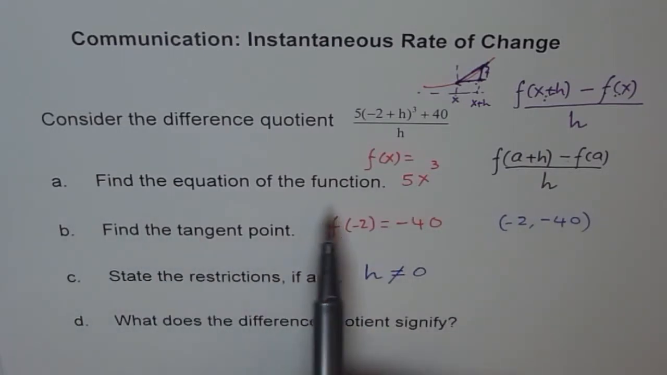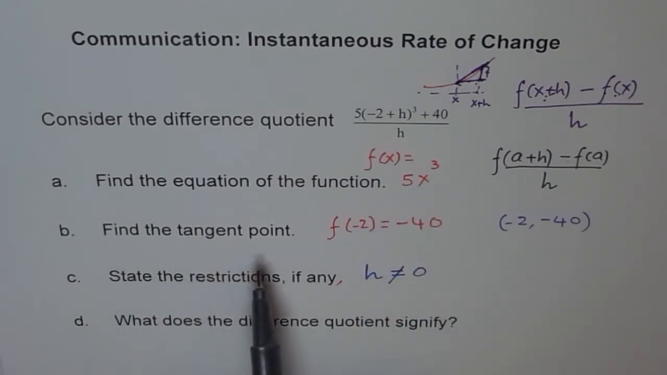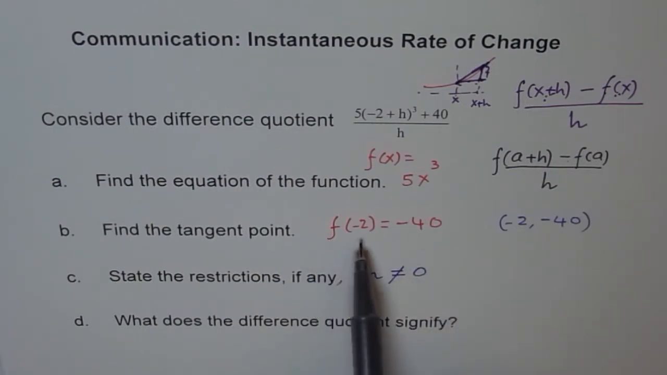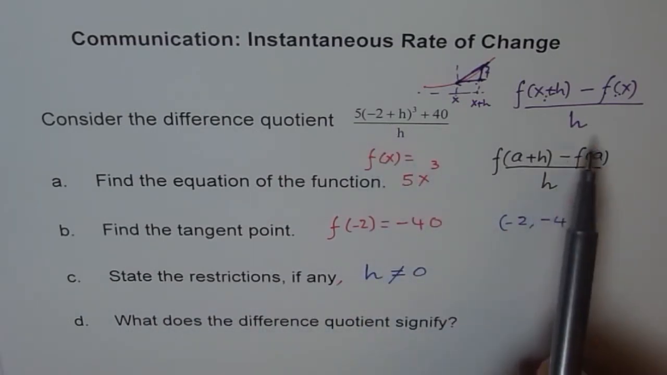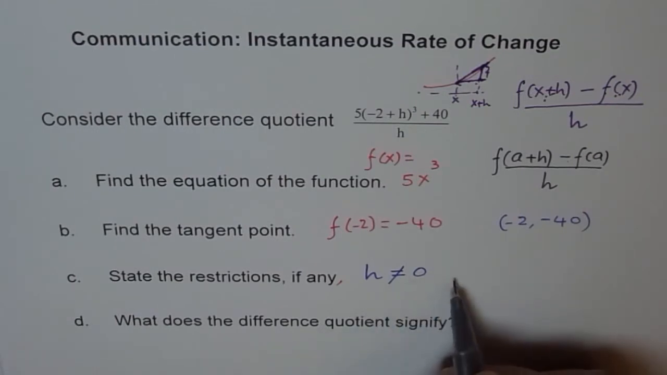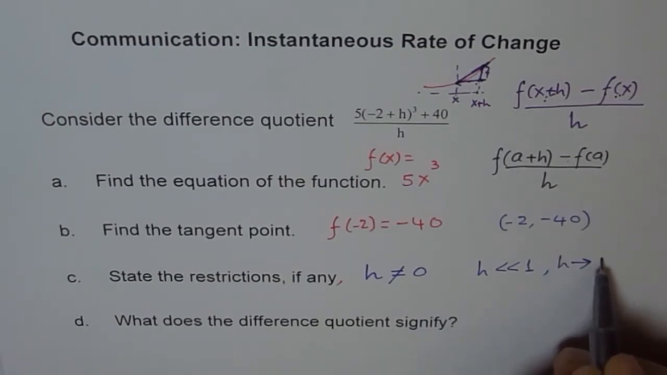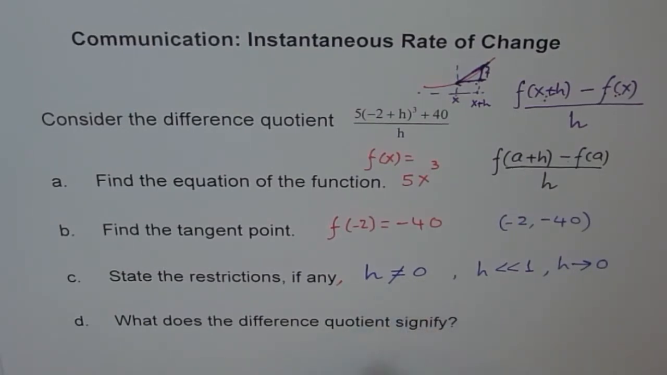So the equation of the function is f of x equals 5x cubed. Find the tangent point. It is minus 2 and minus 40, because at f of minus 2 you should get minus 40. Restrictions are not there on the function, but they are on h. H is approaching 0, right? H is actually very, very close to 0. It's very, very less than 1, right? But it is approaching 0. So we could also say h approaches 0. We could write this, but it is never equal to 0, right? That is important. That's the restriction.